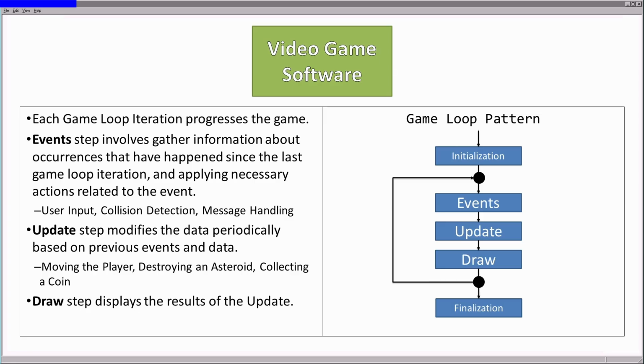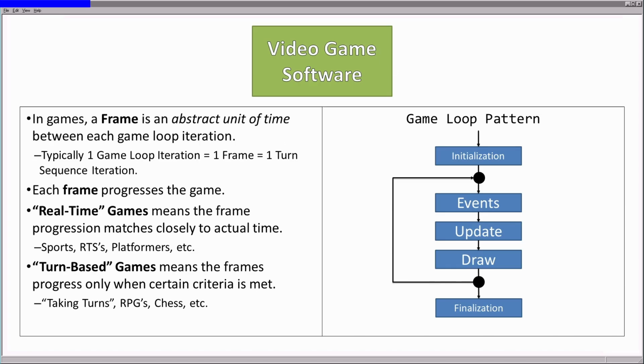User input, collision detection, message handling are all events. The update step modifies the data periodically based on these previous events and previous data. Moving the player, destroying an asteroid, collecting a coin are all updates. The draw step simply draws the results of the update.